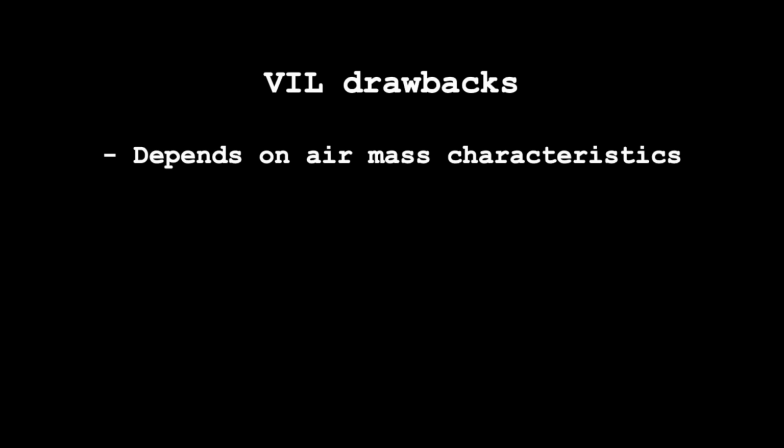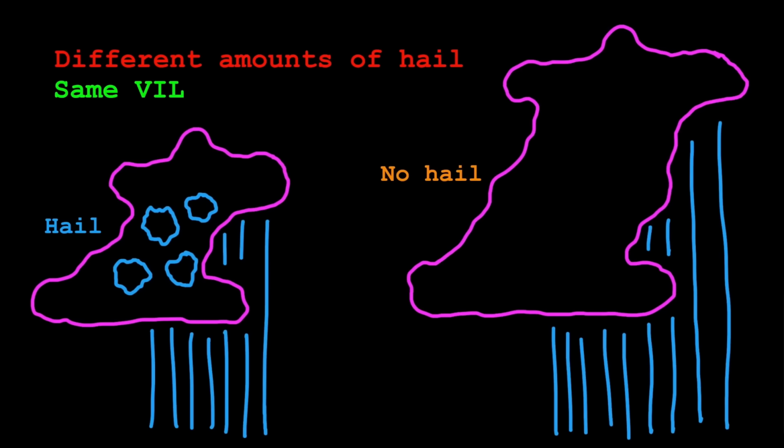For example, storms in colder air masses may produce severe hail but still have low VIL values, while storms in warmer air masses may yield high VIL values but not produce severe hail. On the same token, because VIL is an integration of reflectivity through the depth of the storm, shorter storms tend to have lower VIL values than taller storms. This makes it difficult to distinguish between shorter storms with high reflectivity and potentially large hail, and taller storms with low reflectivity and no hail.